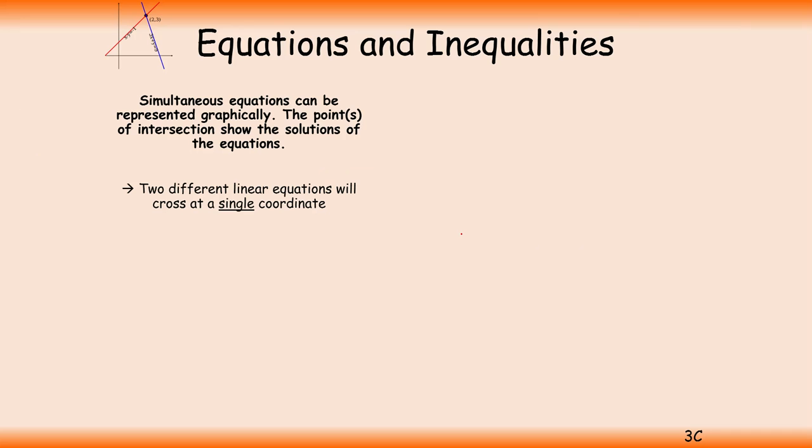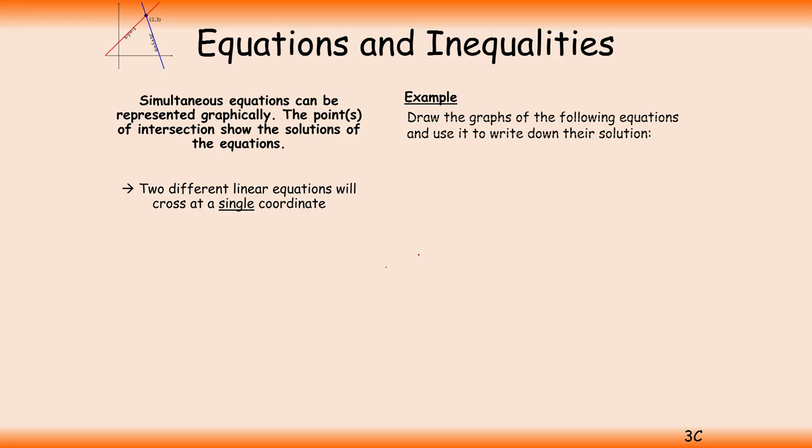So we can represent simultaneous equations graphically. If we have two linear equations, then they're going to cross at one point. Two straight lines, they're going to intersect at one point. So if we have a look at this example here, draw the graphs of the following equations: 2x plus 3y equals 10 and 3x minus y equals 4.